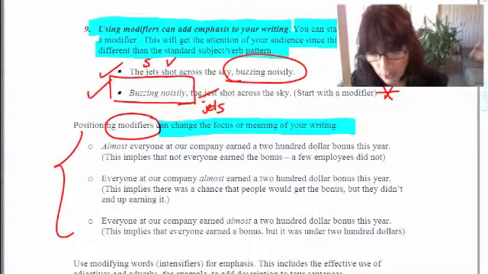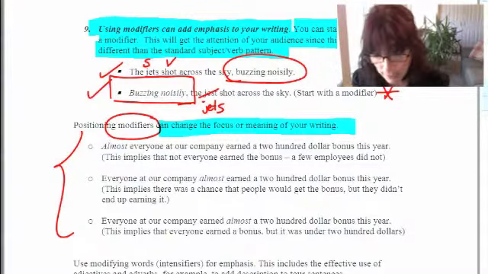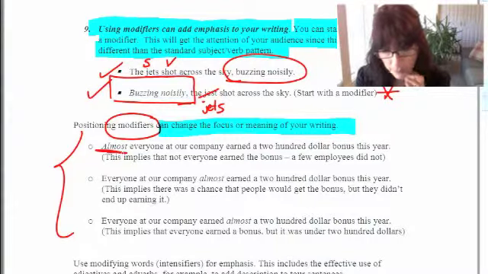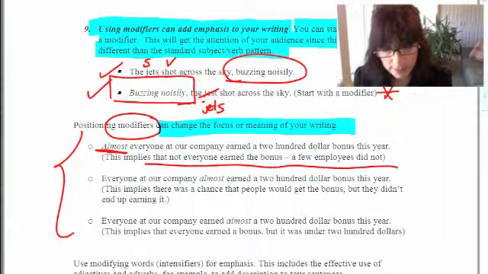Right? Let's follow along. The first one. Almost everyone at our company earned a $200 bonus this year. Now, if you look at where almost is positioned here, this one modifier, this sentence implies that not everyone earned the bonus. Almost everyone did, so a few employees did not get their bonus.